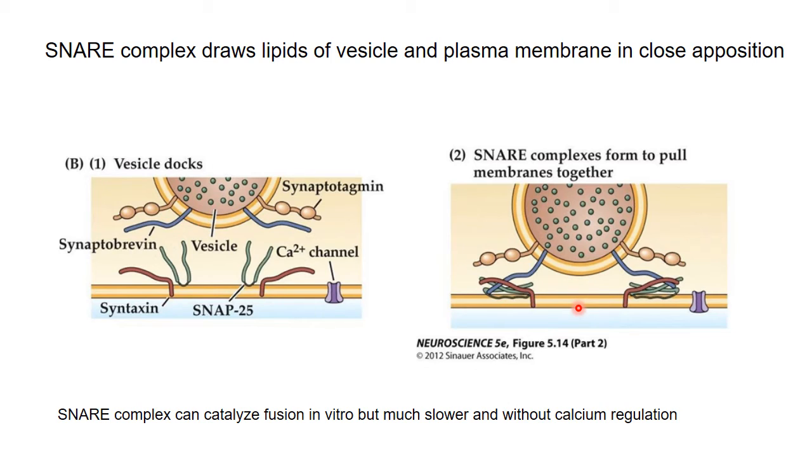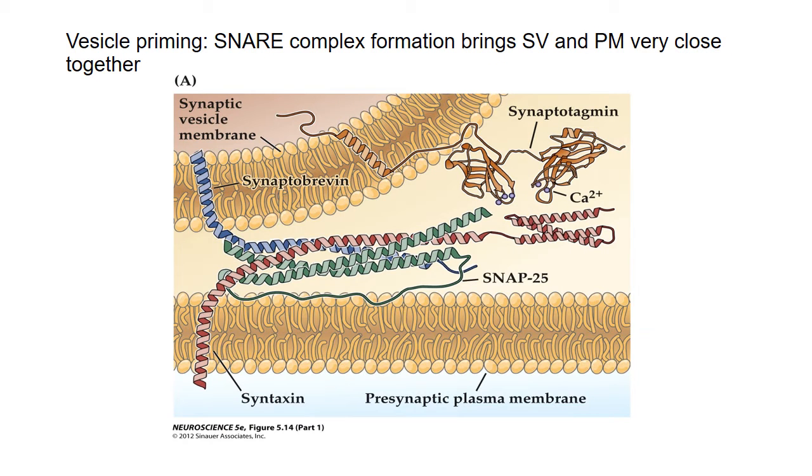And actually, this formation of the SNARE complex can catalyze fusion in vitro, but it's much slower and less efficient, and there is no regulation by calcium, which we know in neurons the fusion of the vesicle with the plasma membrane is going to occur only when calcium enters. And here we again have synaptotagmin, which is our calcium sensor at the synaptic vesicles.